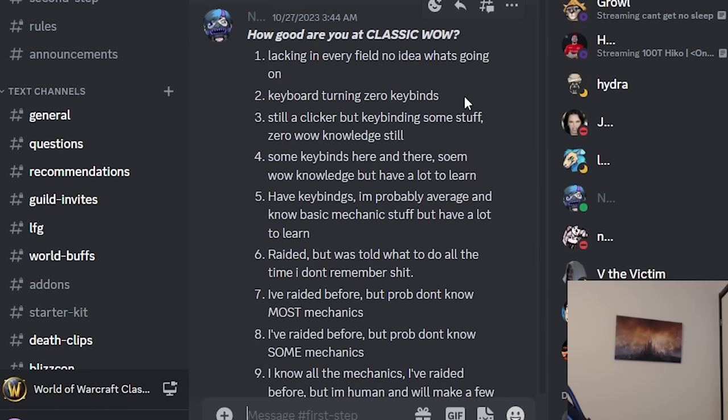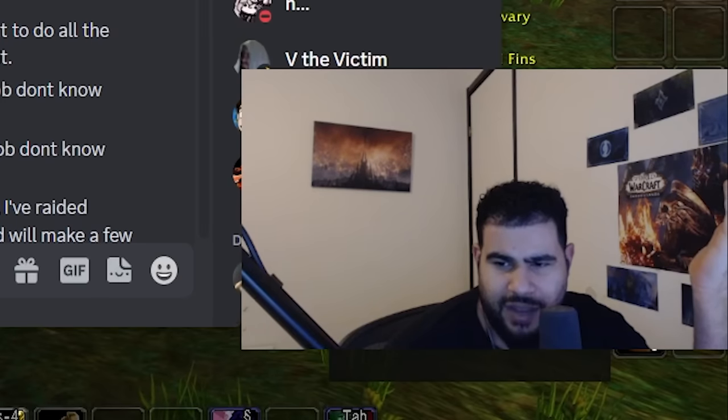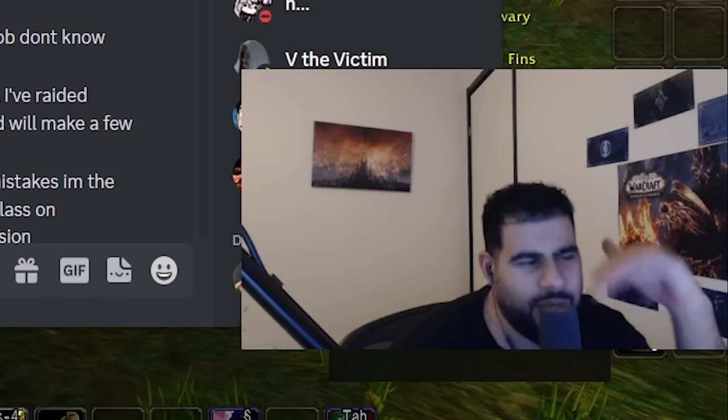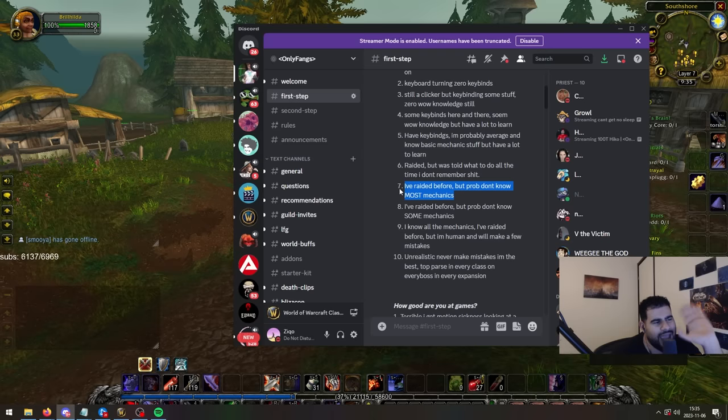2 is keyboard turning, 0 keybinds. Still a clicker, but keybinding some stuff, 0 WoW knowledge still. I put a 4. Some keybinds here and there, some WoW knowledge, but I have a lot to learn. I feel like that was good. I feel like a 4 was fair. Okay, so should we put a 6? Can we get away with putting a 6? Okay, I'm putting a 7.